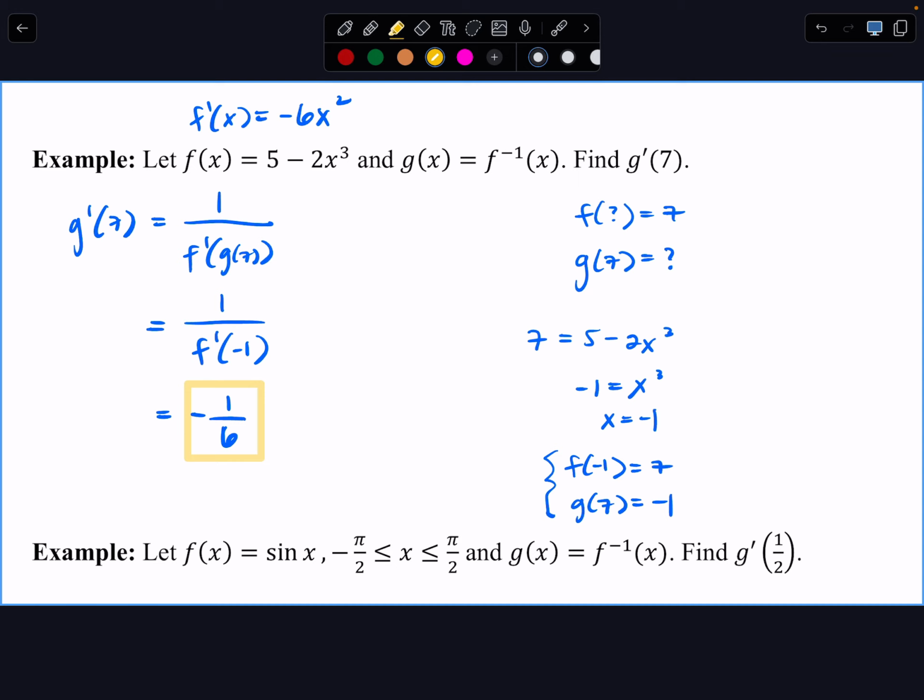So now f of negative 1 is 7, and g prime of 7 would be 1 over f prime of negative 1. What is f prime? We have to derive it. After deriving f of x, I got negative 6x squared. Negative 1 squared is 1, and 1 times negative 6 is negative 6. So I got negative 1 over 6.